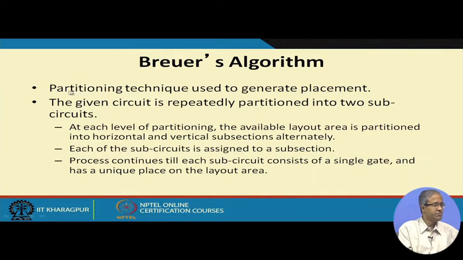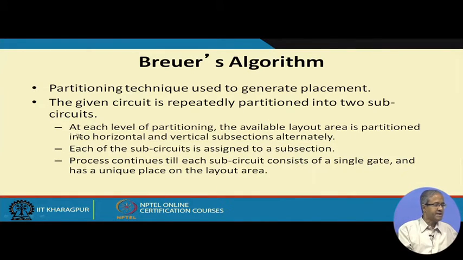If you have a two dimensional area for placement, which is typically the case for a full custom design style or a gate array design style, then you can use this kind of placement strategy very effectively. The given circuit netlist is repeatedly or progressively partitioned into two subcircuits at every stage, because you are using one slice in every iteration. Given a circuit, if you make a slice, you get two circuits from there. So at every step you are doing bi-partitioning, and you do a sequence of bi-partitioning until you reach a stage where each of the pieces that you create can be directly placed.